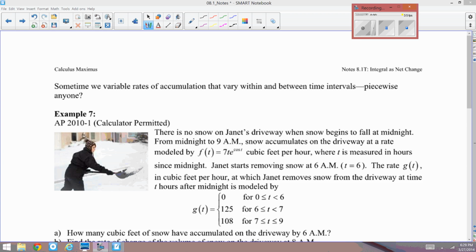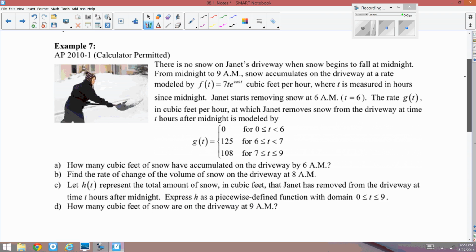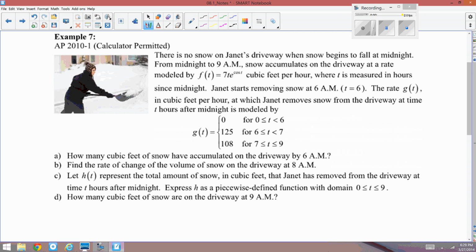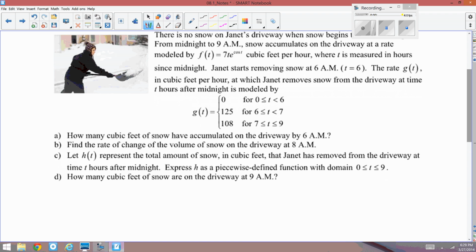Example 7, this is another calculator problem. And I'm sure you all love making snowmen and all the snow days we've had. So here we go with some more snow. There's no snow on Janet's driveway when the snow starts to fall at midnight. From midnight to 9, it starts accumulating.